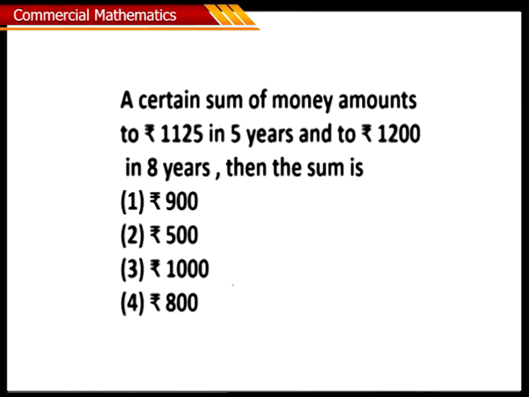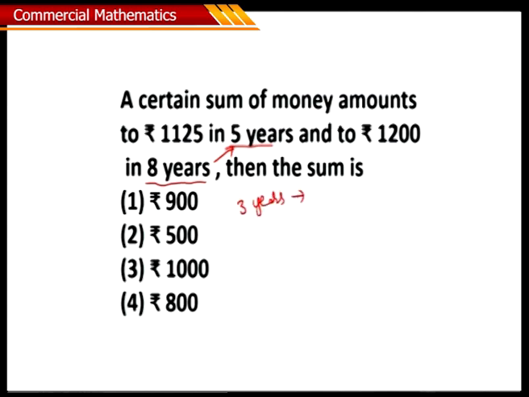A certain sum of money amounts to rupees 1125 in 5 years and 1200 in 8 years. Then find the sum. When you are going for these types of problems, observe carefully. What is the duration? This is for 8 years and this is for 5 years. So what is the difference? 8 years minus 5 years means 3 years.